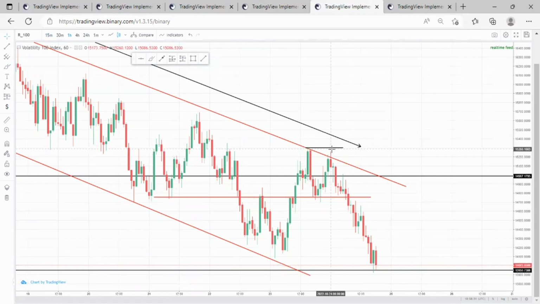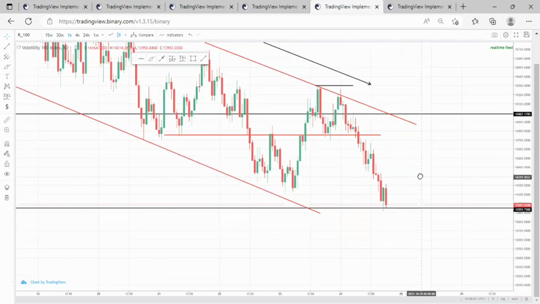Our entry was this very point, and we had TP1 around this level here. After TP1, price started pushing up, then our TP2 was somewhere here. I knew price would be dropping below this very point here. We did hit TP1 and TP2, as you can see, and price is about to break this line.